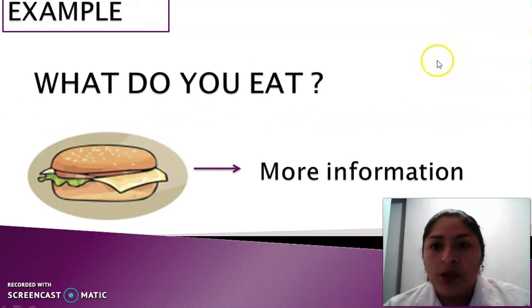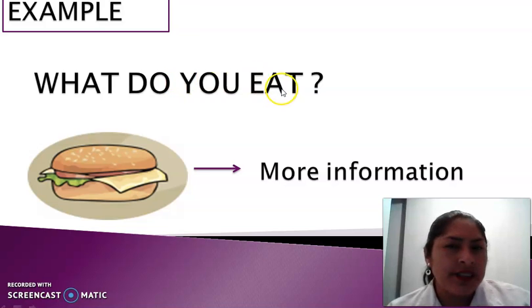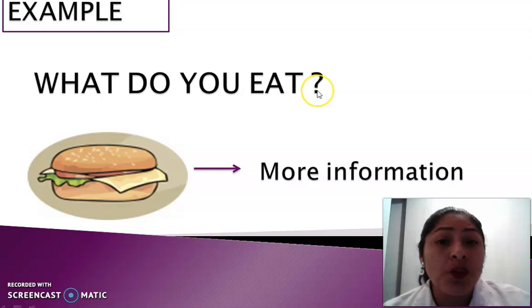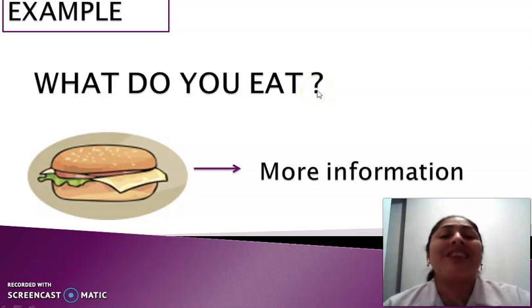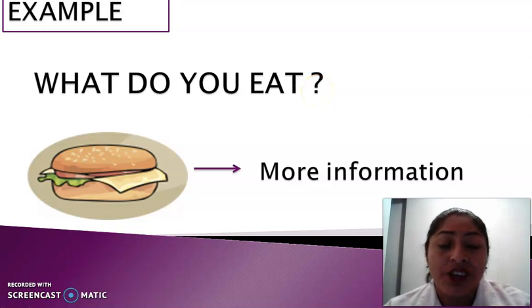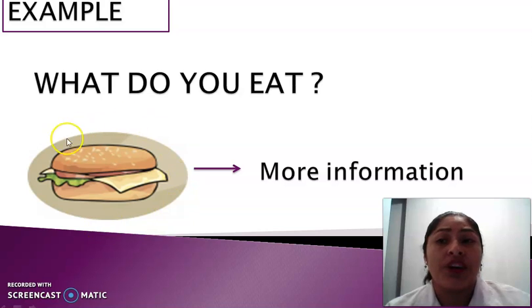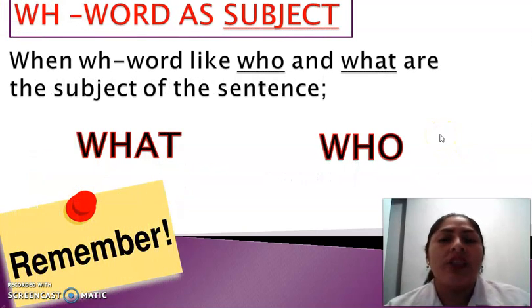So, for example, what do you eat? You are going to ask the questions because you need more information. In this case, the extra information is the hamburger. The hamburger is an extra information. All right, so now we continue with the WH word as subject.